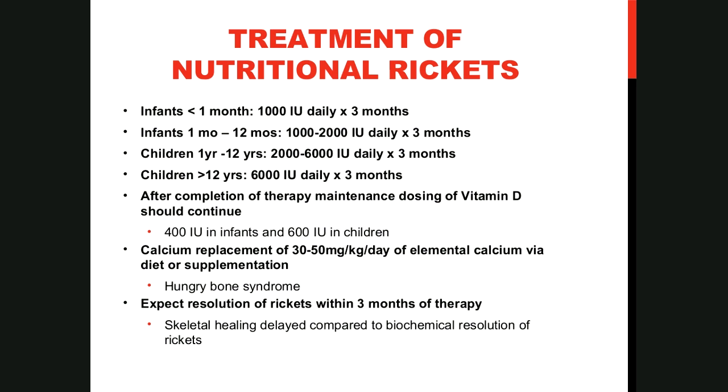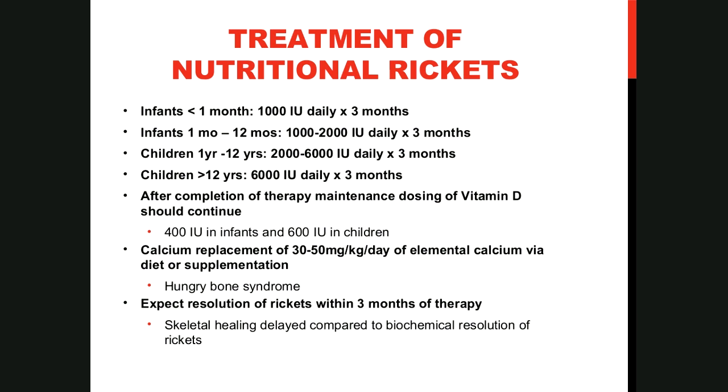Once therapy has been completed, then it's very important to transition children from therapeutic regimens to a maintenance dosing regimen. So for infants, 400 IU of vitamin D daily would be considered maintenance dosing. And then in older children and adolescents, anywhere from 600 to 1,000 IU daily.